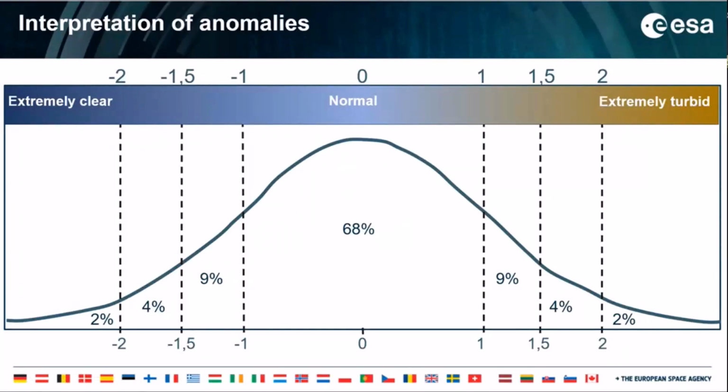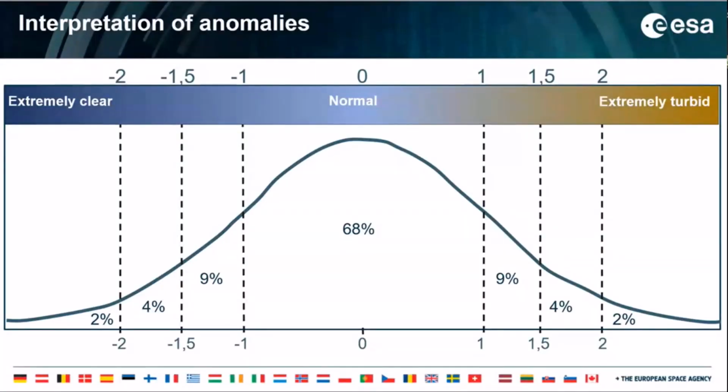Suppose that you have a normal distribution. When you subtract the mean, every value that is above the mean indicates extremely turbid water. And when you do a standardized anomaly, it has a very nice feature. The mean of the standardized anomaly is always 0. And the standard deviation of the standardized anomaly is always 1.